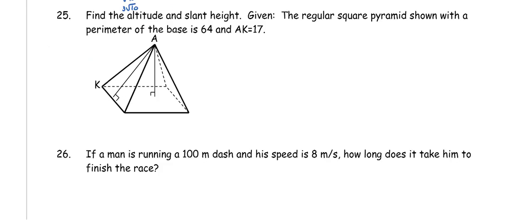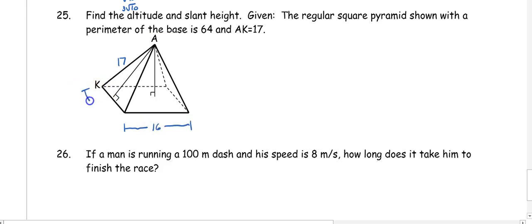In 25, we want to find the altitude and the slant height given the regular square pyramid with a perimeter base of 64 and AK is 17. So AK, this lateral edge, is 17. If the base has a perimeter of 64, that means each side is going to be 16. When we draw in the slant height, 16 is split into 8 and 8. Also, from the altitude to the slant height, that length is going to be 8 because the altitude hits in the center of the base.